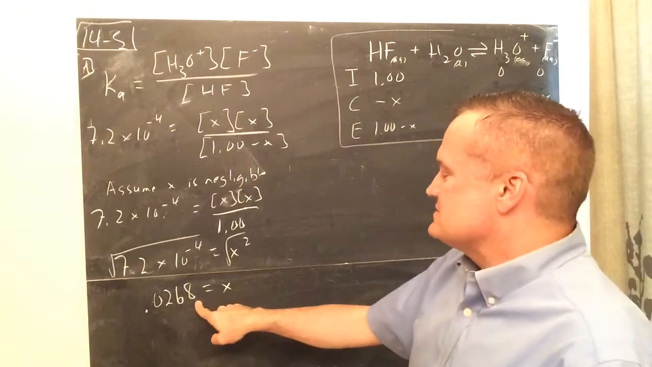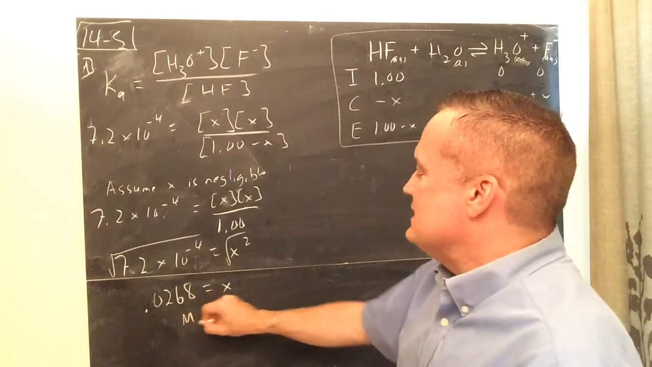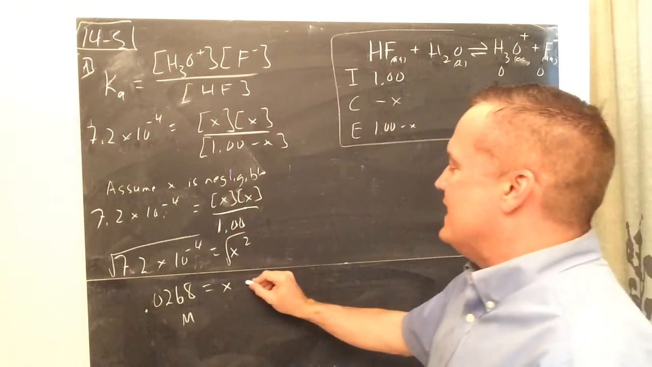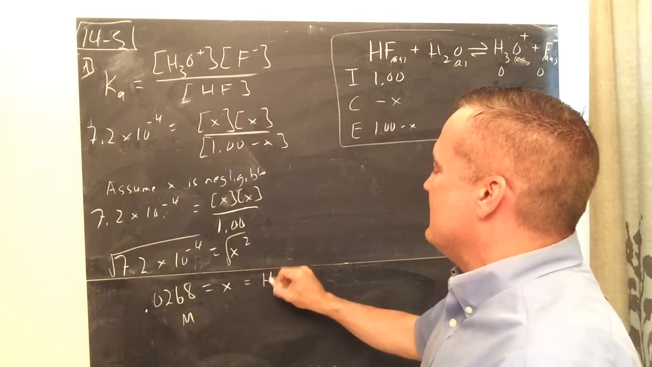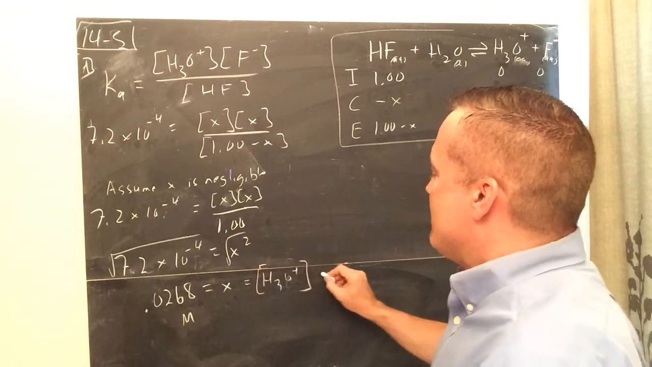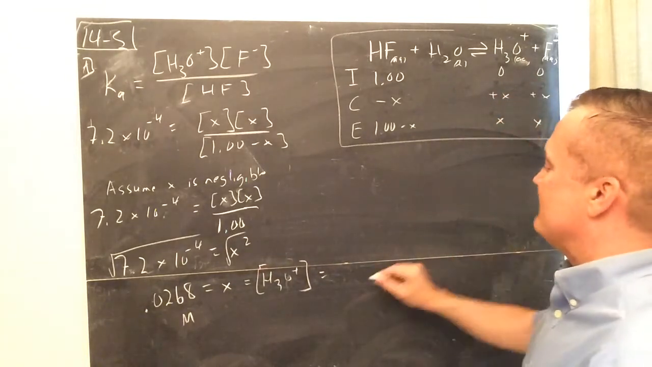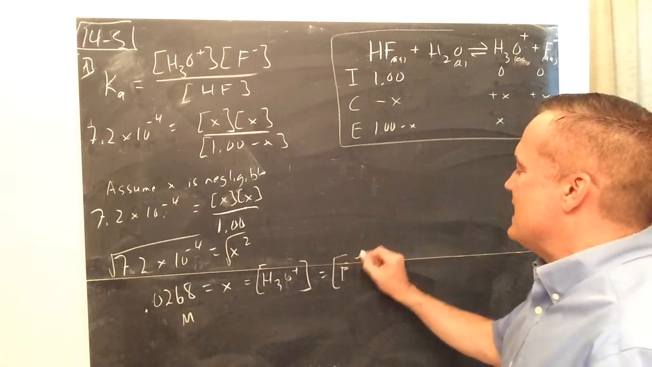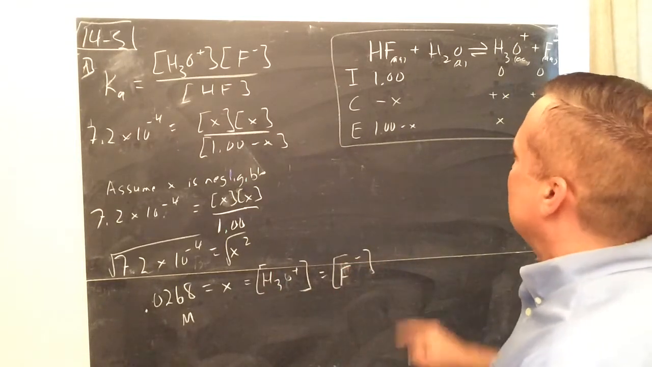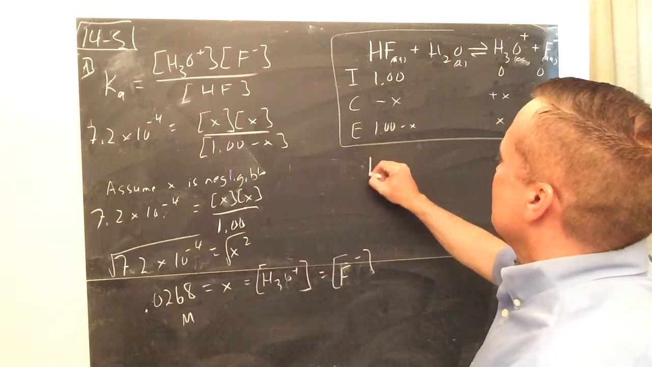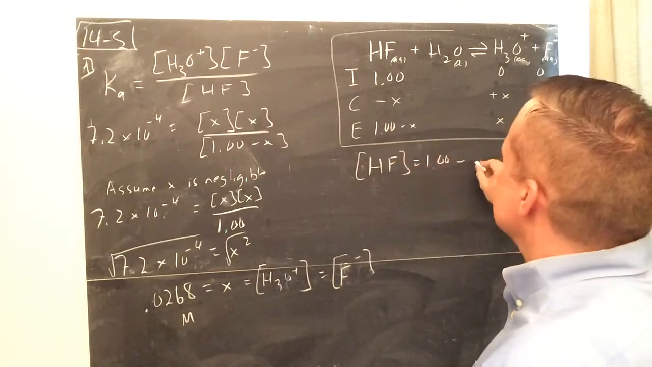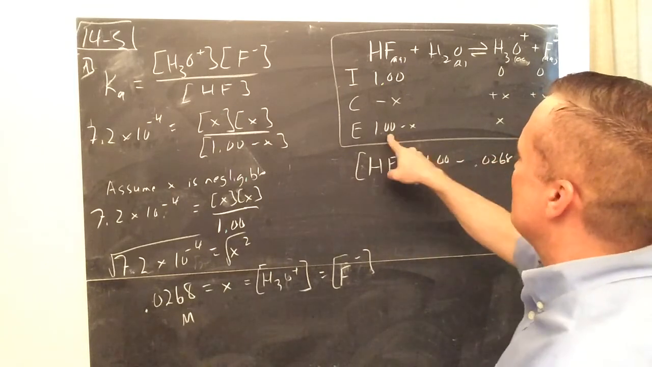So first of all, this molarity is equal to X, which means it is H3O plus. So you can say that equals X. That also equals, in this problem, the F negative. So you can say F negative is also 0.0268. But then to get the HF molarity, it will be 1 minus 0.0268, because it's 1 minus X.